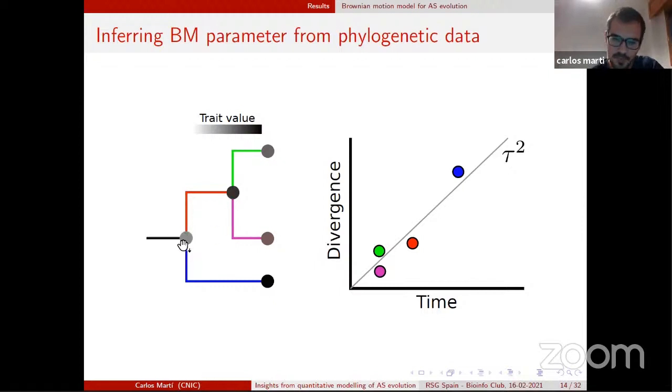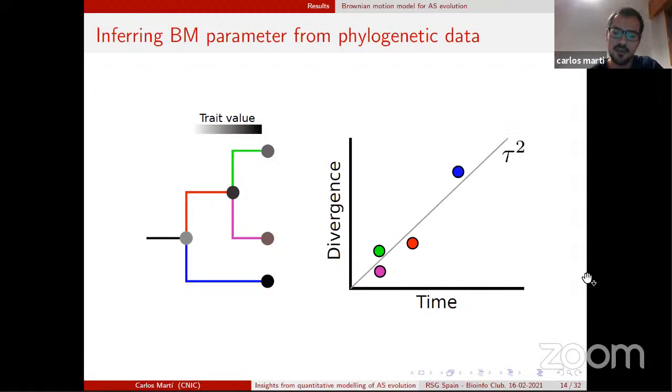know the trait value at each node of the tree. In this case, I made a simple example here for simplification, and we split the tree in different branches. Therefore, we can calculate the change in the trait for each of the branch, and we know the length of the branch. So we can make a plot like this in which we have time against divergence for the traits. Therefore, what we expect under this model is that the divergence increases linearly with time. And the slope of this line is what represents the average evolutionary rate.